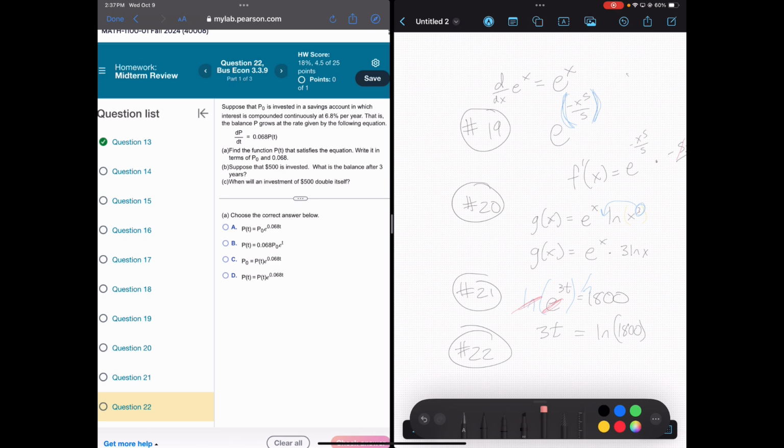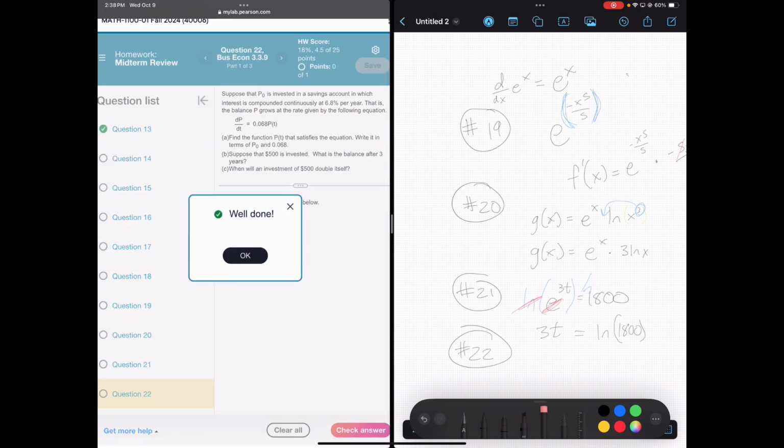Notice what this hasn't told you about yet. Starting amount, the initial amount, right? This gives you no information about the initial amount. So if I keep reading, find the function P(t) that satisfies this equation. I don't have the initial amount, so I'm just going to use P naught as my initial amount. And I'm looking at option A, right? P sub 0 represents my initial that I don't know, but my rate is that 0.068. Everybody okay with that?